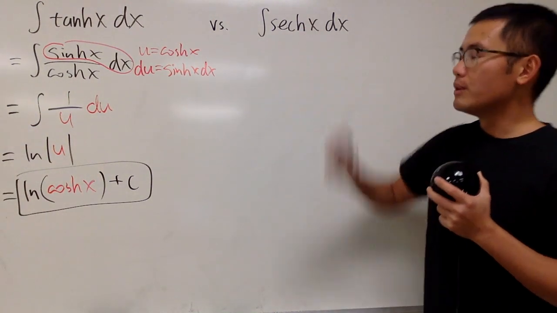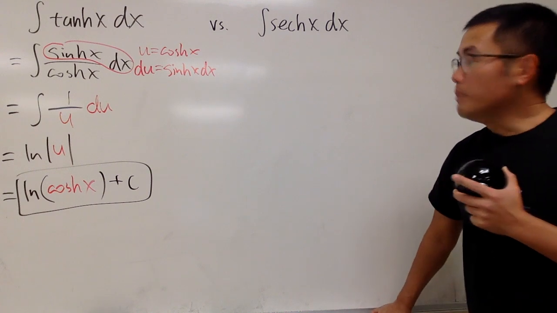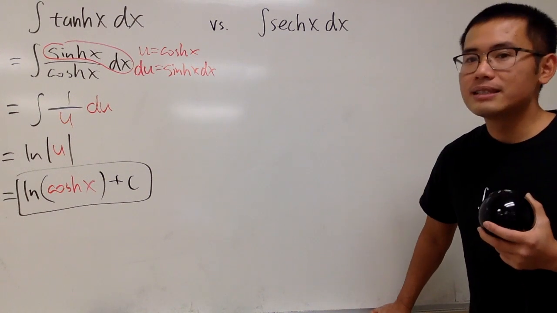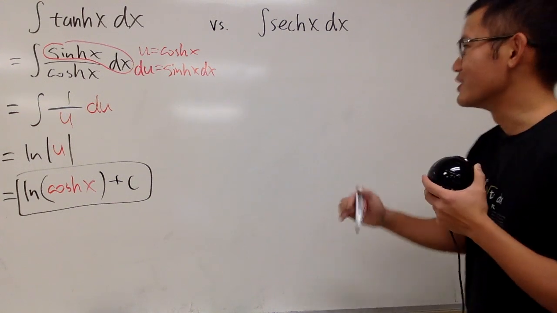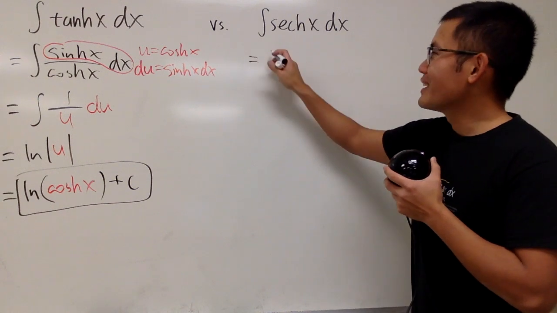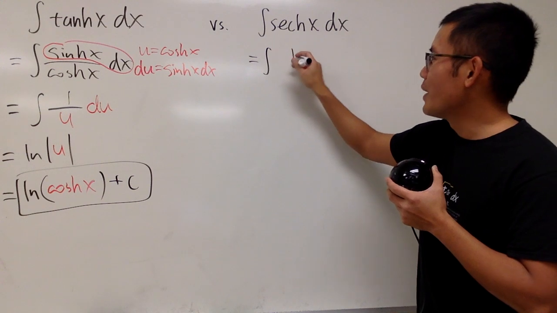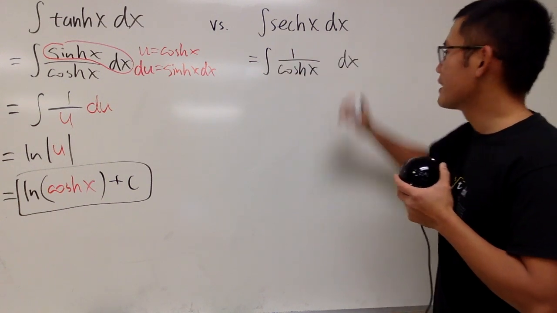Now, let's have a look at the hyperbolic version of the secant. You might want to try the way that you do the integral of secant x, but for this one we are going to approach it differently, you'll see. Anyway, this right here is the integral of the hyperbolic secant, which is just 1 over cosh x dx.